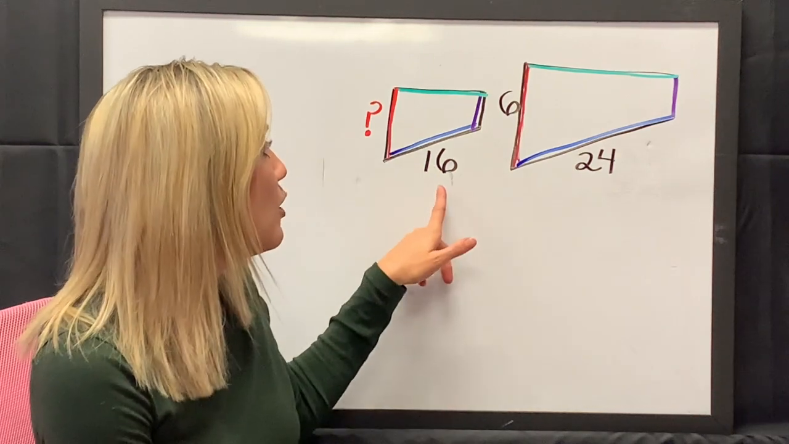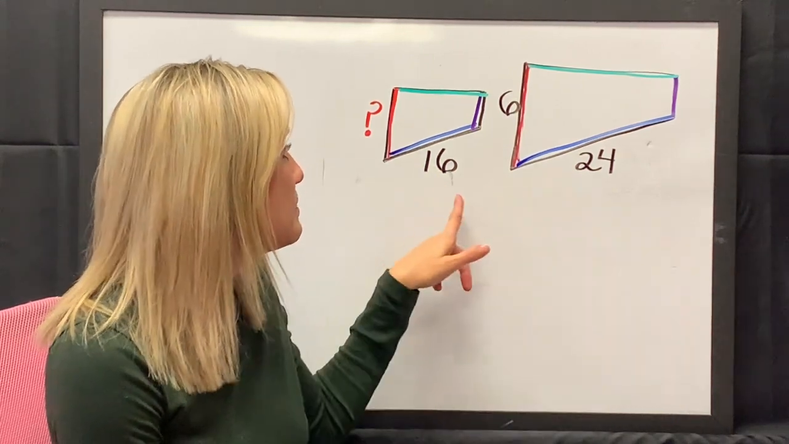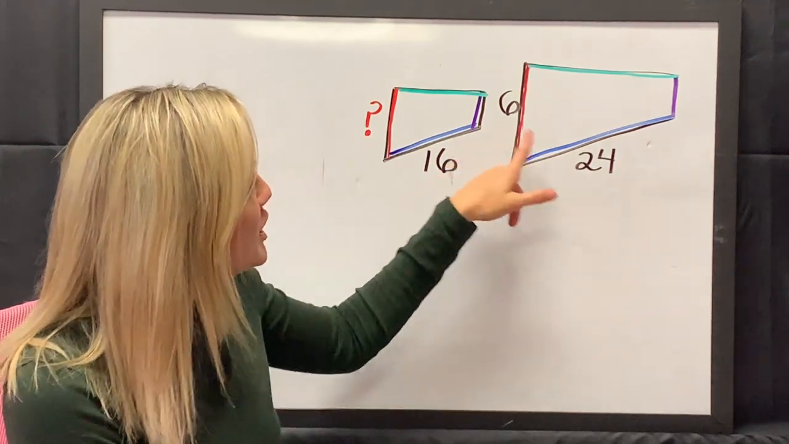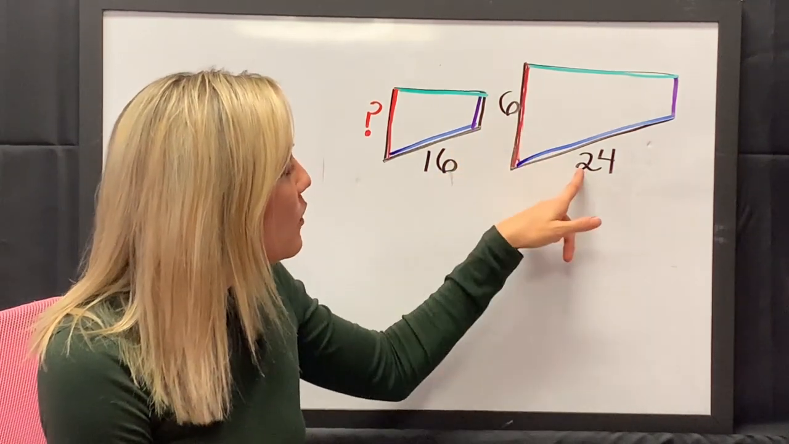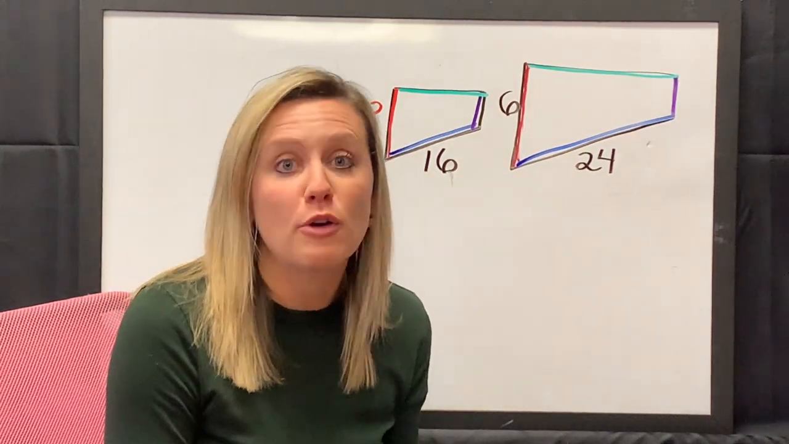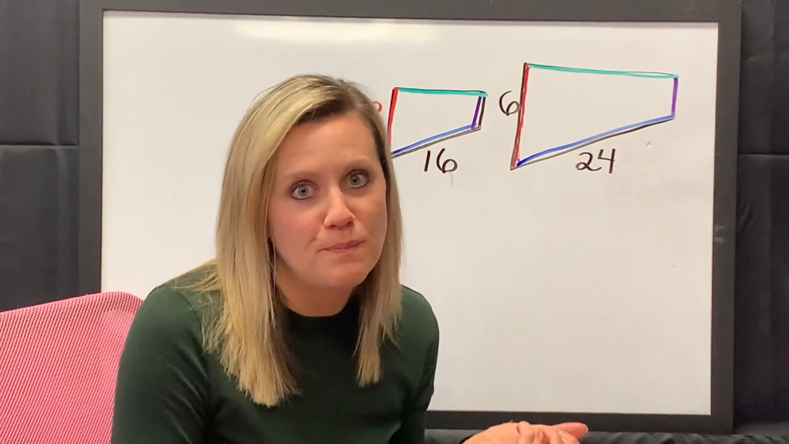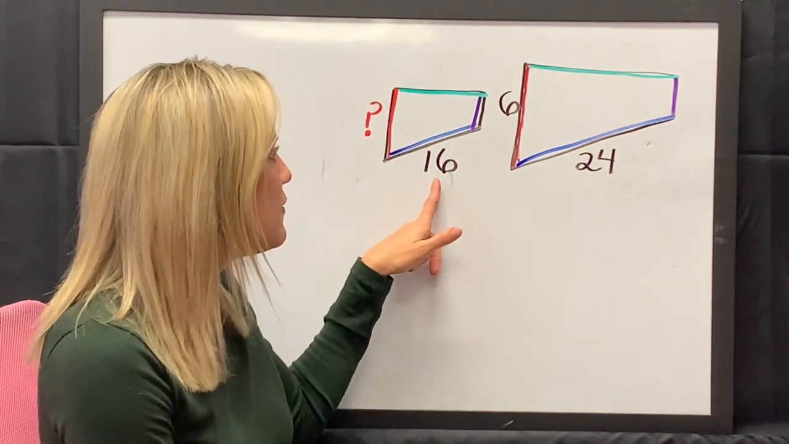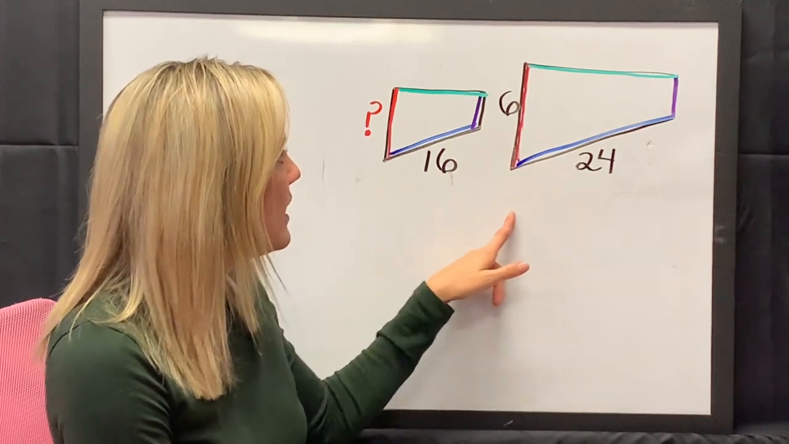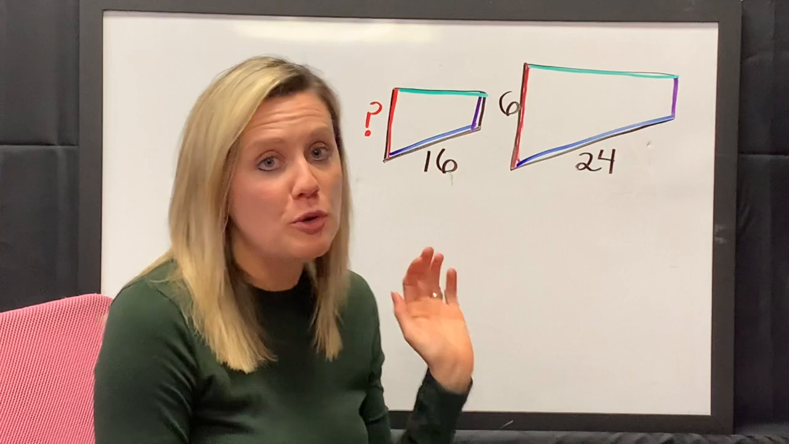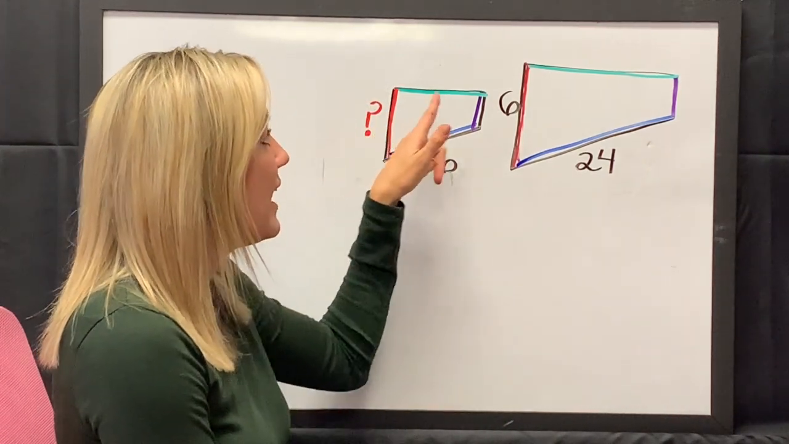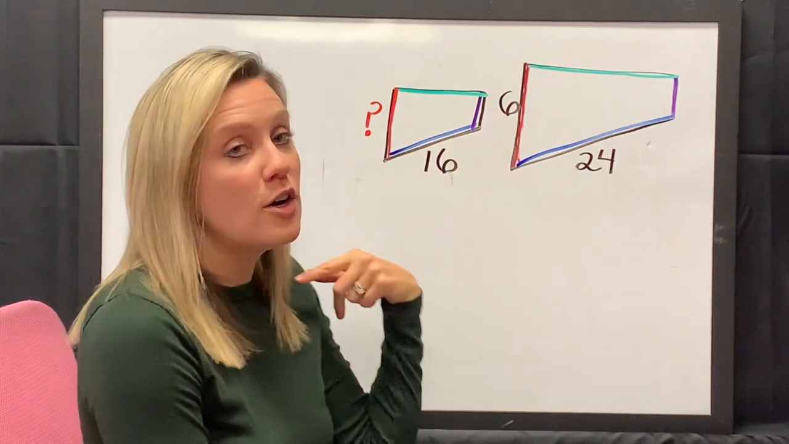You could think, what is the scale factor from 16 to 24? Or you could look at the relationship between 6 and 24, and these corresponding sides will have that same relationship or ratio. So if you do it the first way, you might think, well, 16 times 1.5 equals 24. You might be able to figure that out. So you might think, what times 1.5 would give me 6?